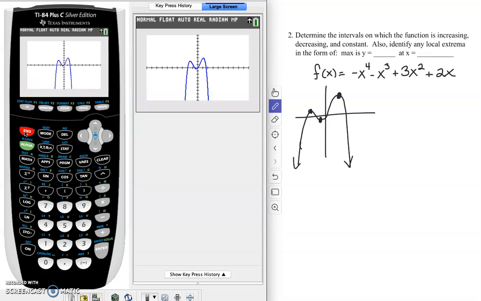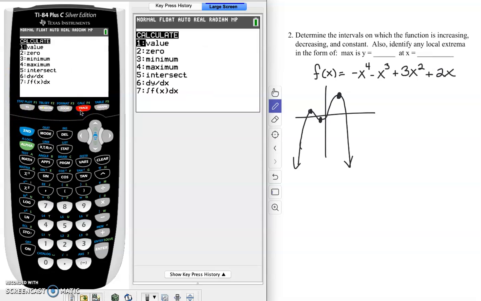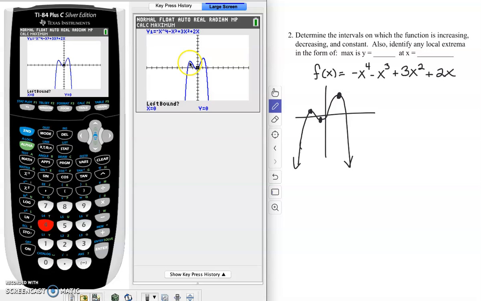To do this, I'm going to go into second trace on my calculator, and I'm going to choose option 4 for a maximum, and I'm going to find this point right here. It's going to ask me a series of three questions. It always says left bound, right bound, guess. Essentially, you are moving your cursor to the left and to the right to create a bound for where that maximum occurs, or an interval, so to say. I'm sure I'm to the left. I'm going to hit enter, and then it says right bound, so I'm going to move it to the right of where that maximum occurs, where it starts to come back down that hill. And then it says, you want to guess? Yeah, I want to guess.